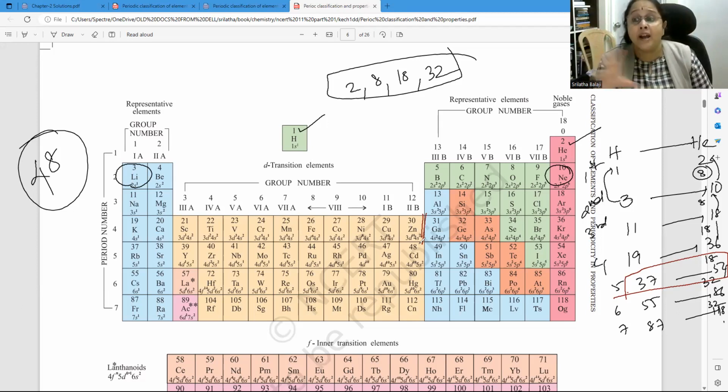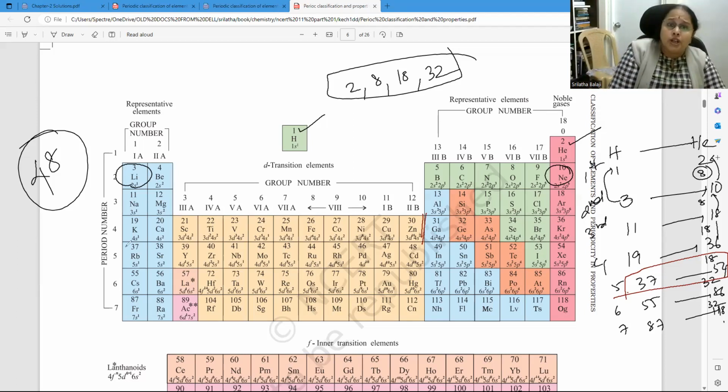So you don't have to learn the entire table by heart. At least know the first 30 elements. The first 30 elements' positioning is very, very important. You cannot go wrong here anywhere. It's a must.